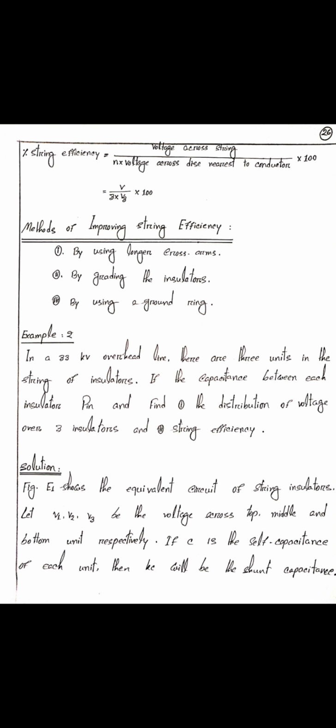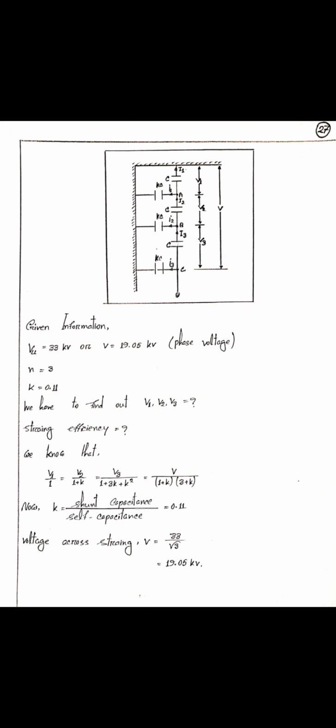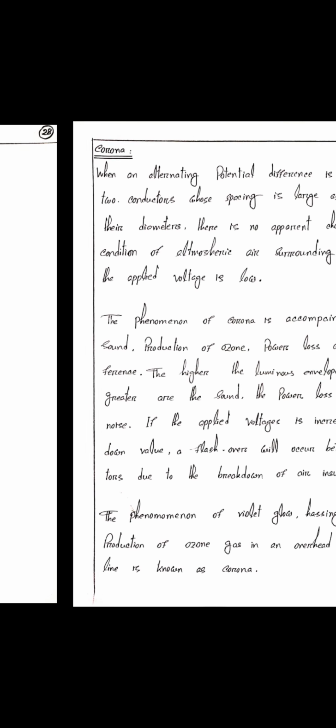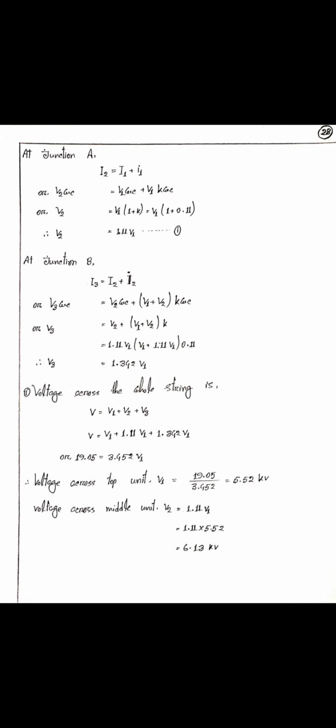Here is an example on string efficiency. How much is the string efficiency? Junction B. String efficiency 6.13 kV.